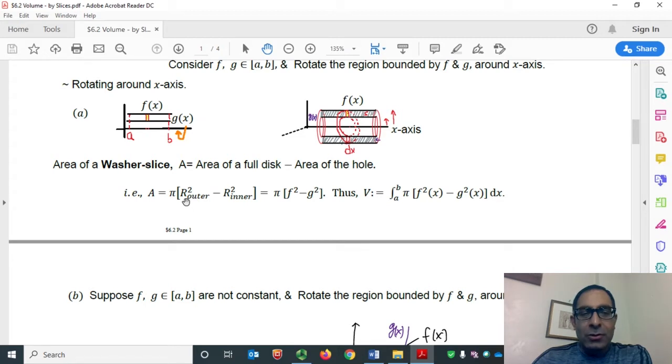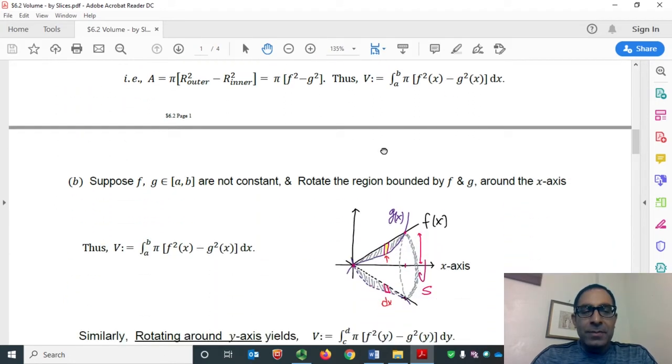So the outer radius is the distance from the x-axis to the outer surface, meaning the function f(x). Just f(x) gives us the outer radius of the circle, and the g function gives us the inner circle's radius. So then pi times f squared minus g squared. So the volume is the definite integral of pi times (f squared minus g squared), integrated from a to b. I hope this makes sense to you all.